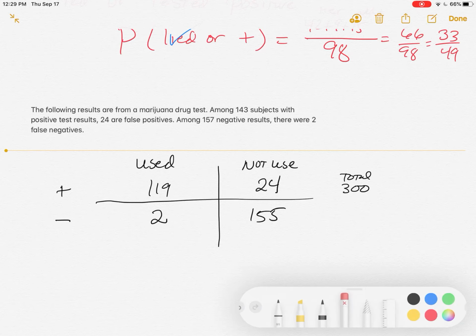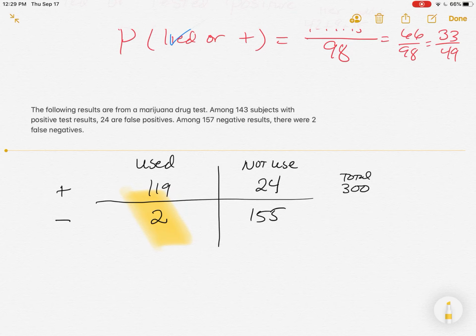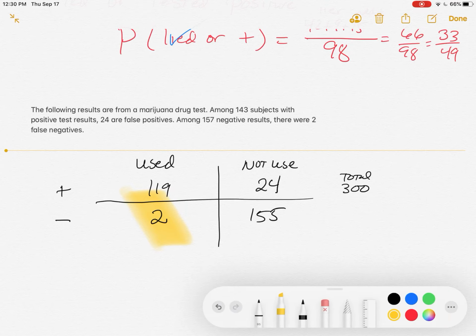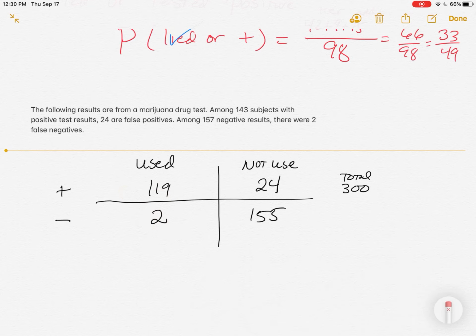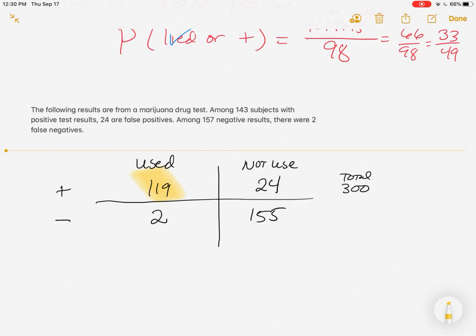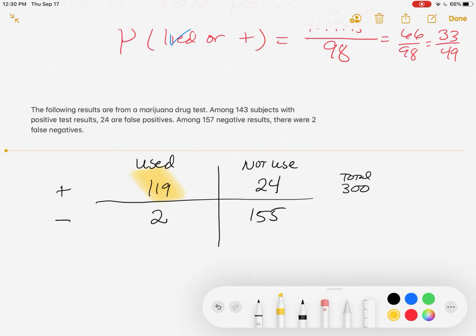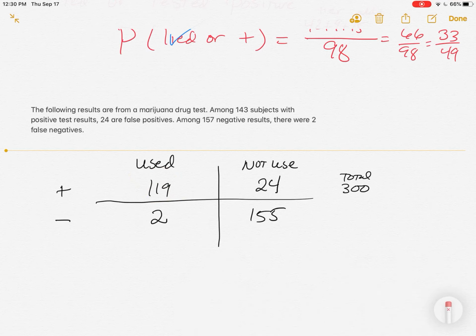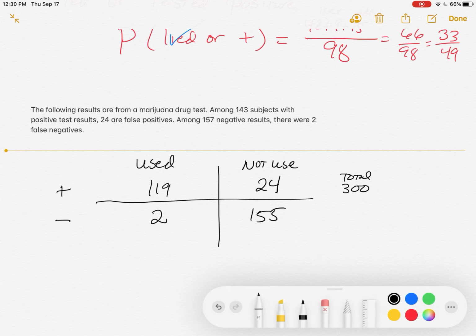Who are these 2 people? Right here, if I just go around. These 2 people actually used marijuana, but the test didn't pick it up. So these 2 people are very happy because they're not going to lose employment even though they've been using marijuana. So these 2 people kind of got off. They're using, but the test doesn't pick that up. These 119 people, they used marijuana, and the test confirmed that. So these individuals are upset that they got caught, but they're not surprised at all because it's what the test should have done.